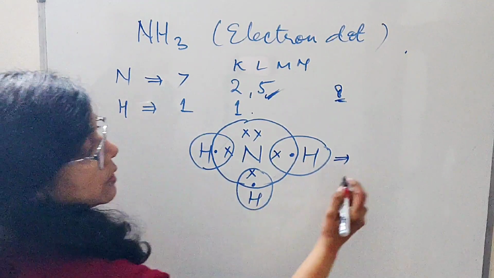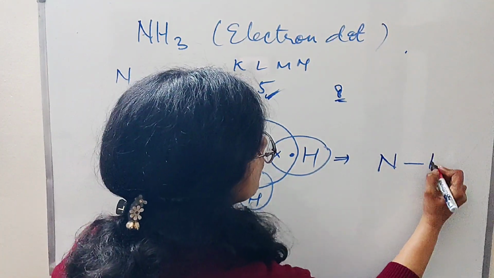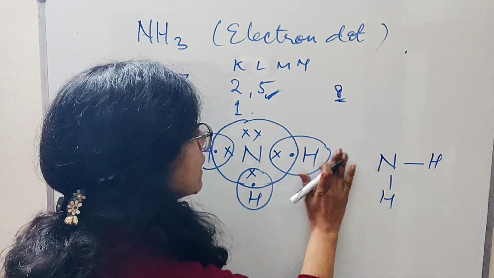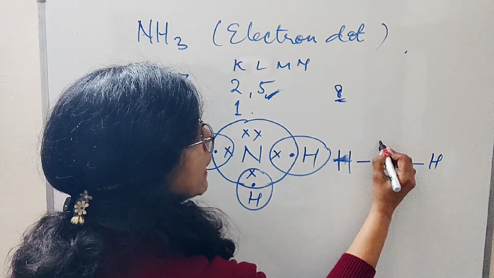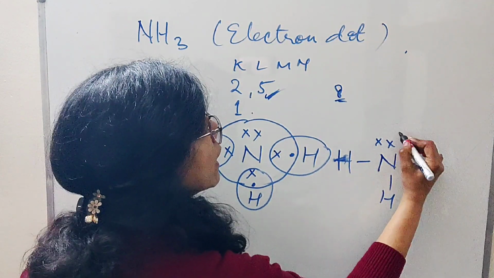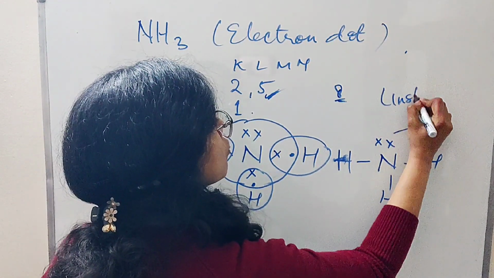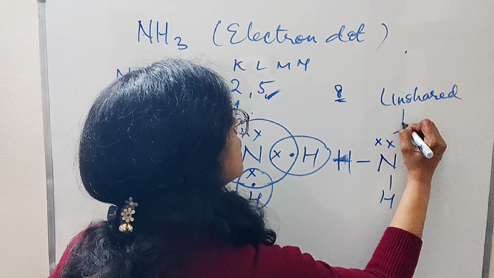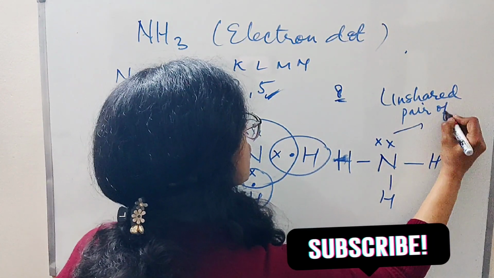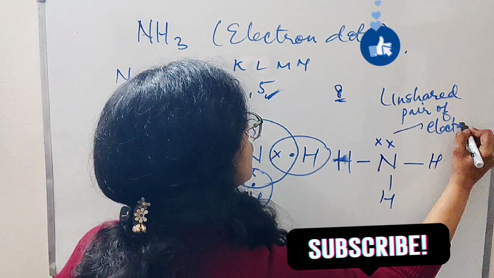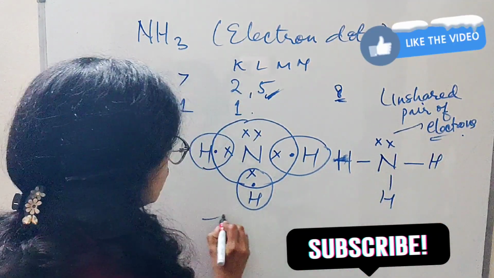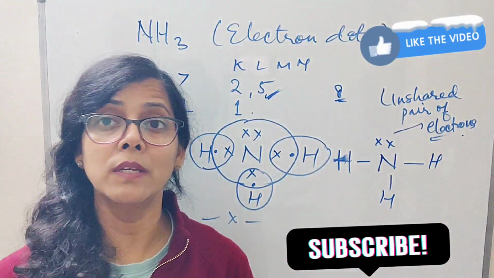You can finally give the answer like this: these two dots are an unshared pair of electrons. You can write that this is the unshared pair of electrons left with nitrogen. So we have finished some good questions of carbon and its compounds today.